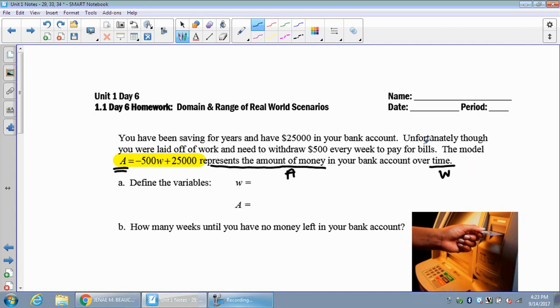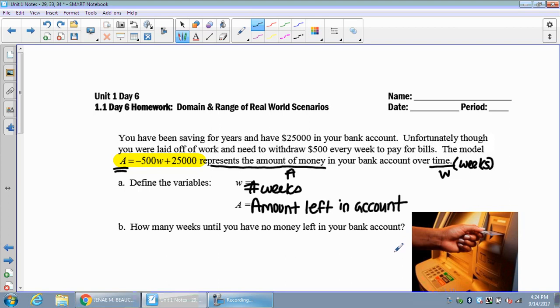Tells me every week. So this is going to be weeks. So W is the number of weeks. A is the amount left in the account. How many weeks until there's no money left?